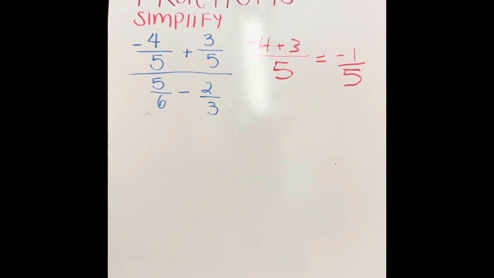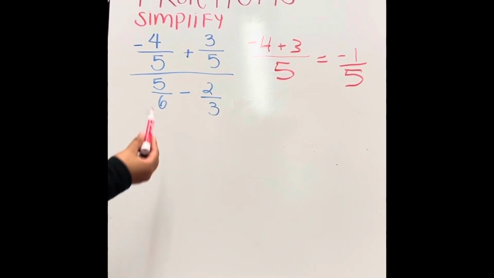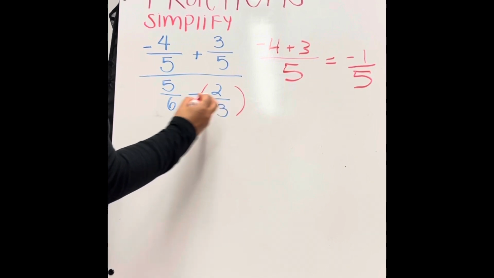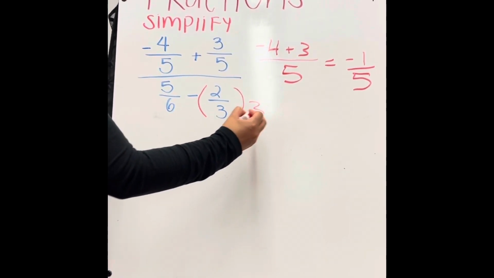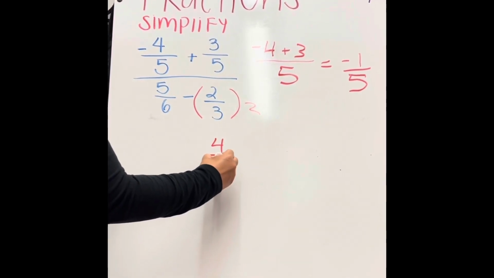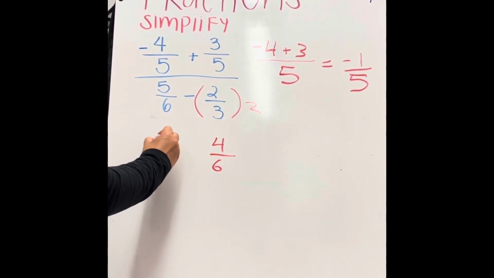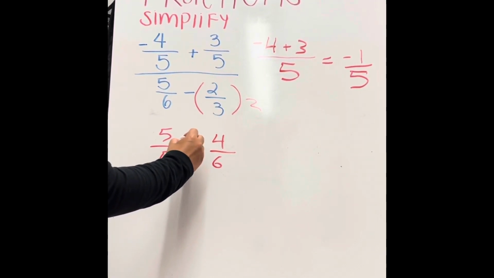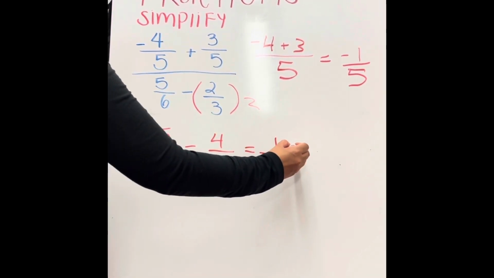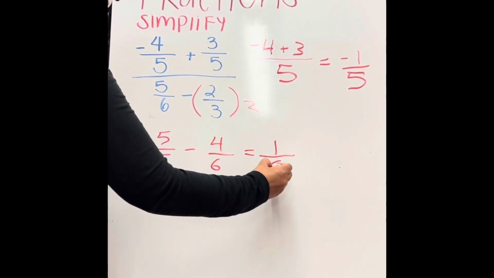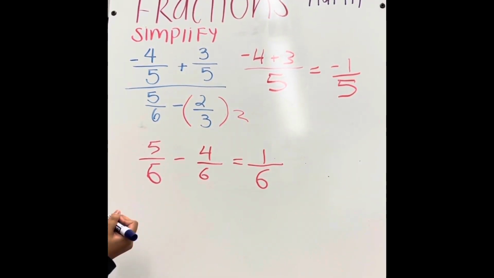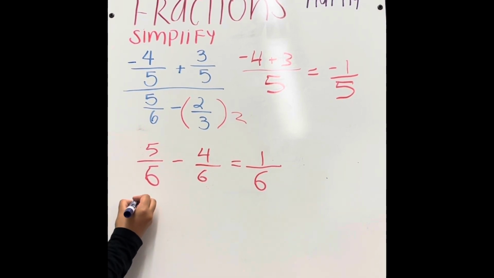Now the fractions in the denominator don't have the same denominator, so we'll find the common denominator by multiplying 2 to 2/3, which should give you 4 over 6. So now 5 over 6 comes down here, minus 4 over 6, 5 minus 4 will equal 1, and the common denominator is 6.